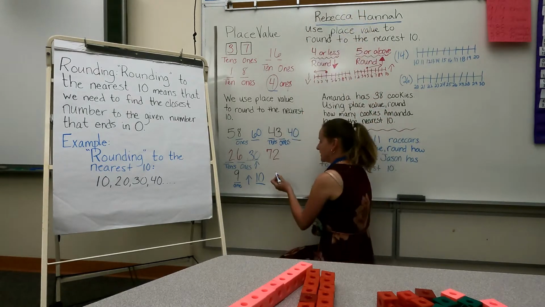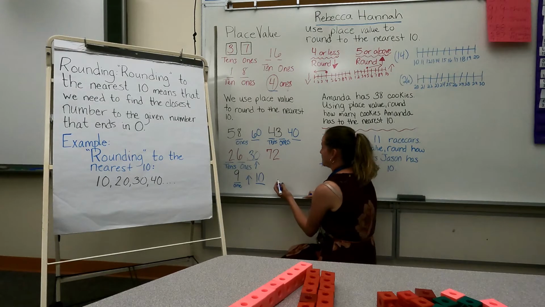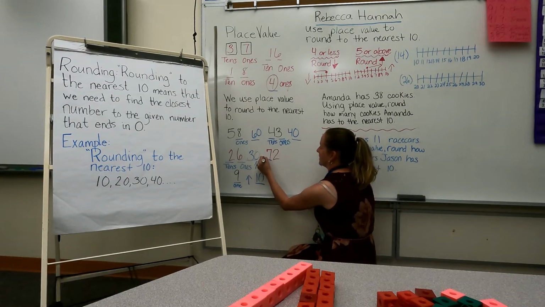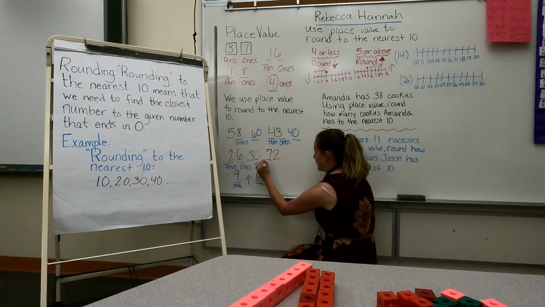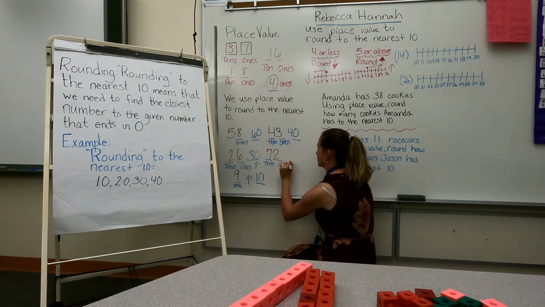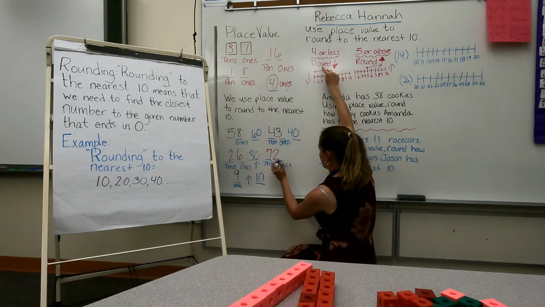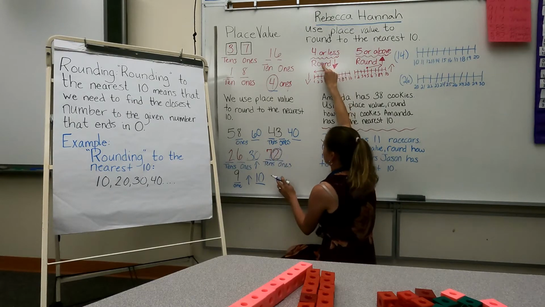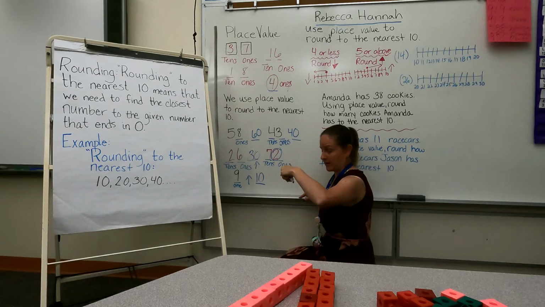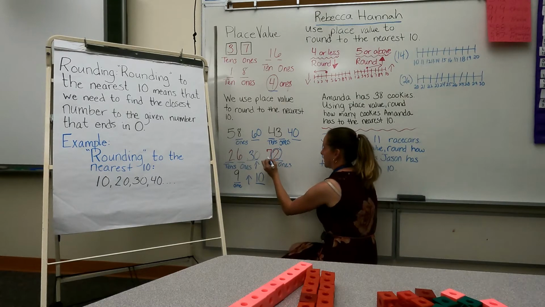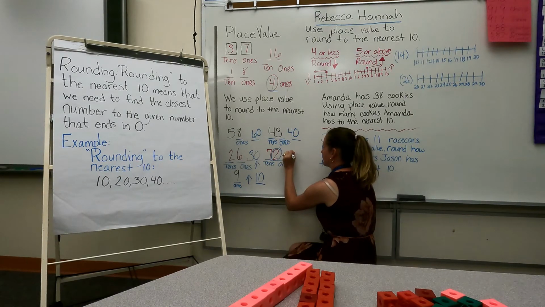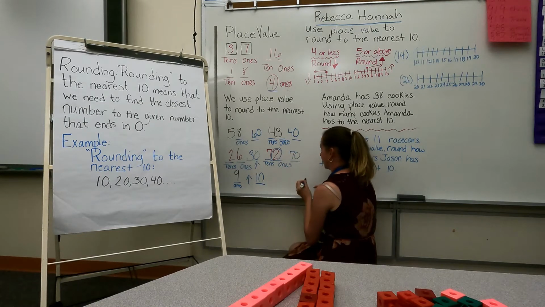Our last example here is the number 72. In this number, we have 7 tens and 2 ones. Because the number in our ones place is 4 or less, we're going to round down to the nearest 10. Rounding down to the nearest 10 would give us 70.